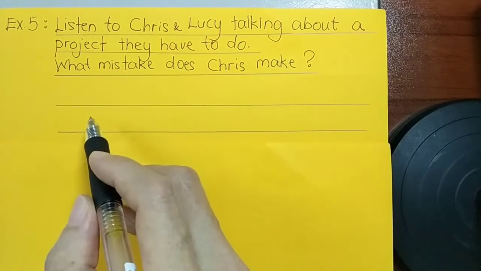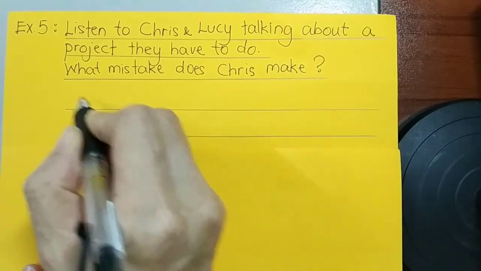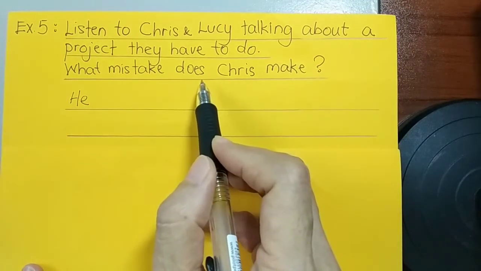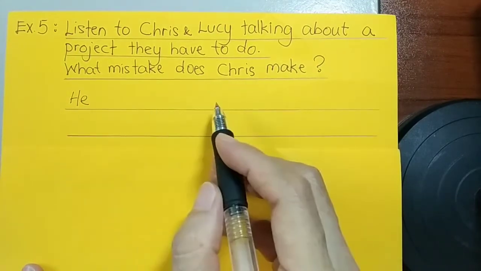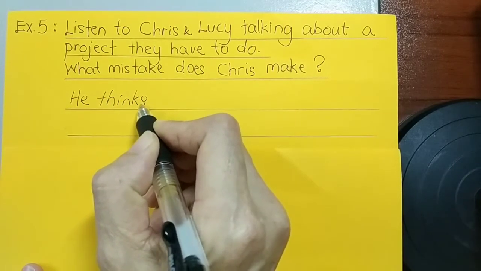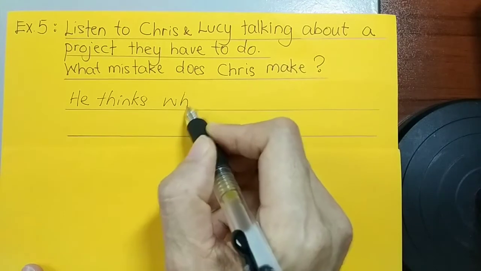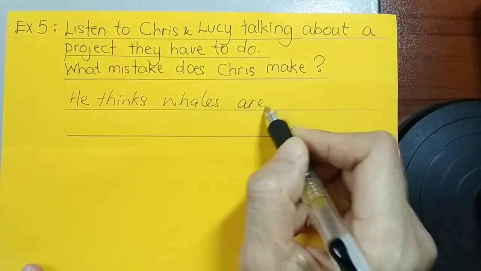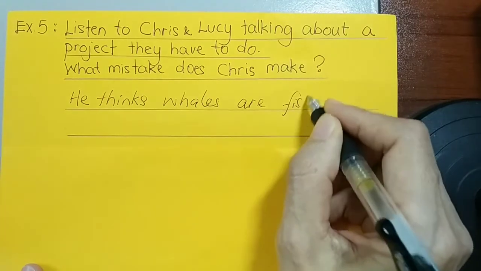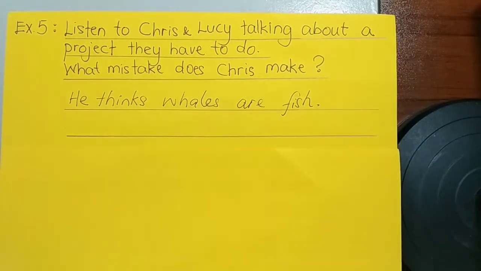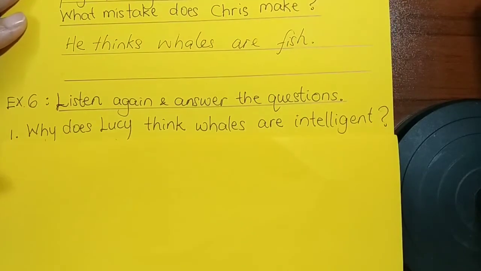So here, the mistake would be like this. He thinks, so we answer in present tense because the question asks in present tense. So he thinks whales are fish. That's it. As simple as that. Let's go to the next exercise.